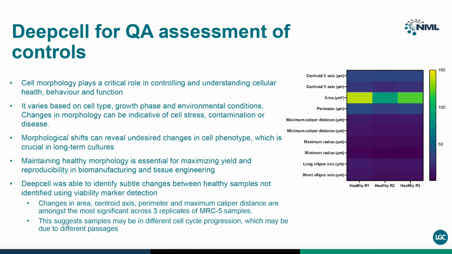So what we've initially seen in DeepCell is that it is able to actually identify these subtle morphological changes that I've mentioned could otherwise be missed. So for example, in this example here in MRC5s samples, features like area, perimeter, and centroid axis reveal differences in cell cycle progression across the three different replicates of what we initially thought were healthy optimal samples within the optimal passages. So this suggests to us that the samples may actually be different in terms of cell cycle, which could be attributed to its different passages.